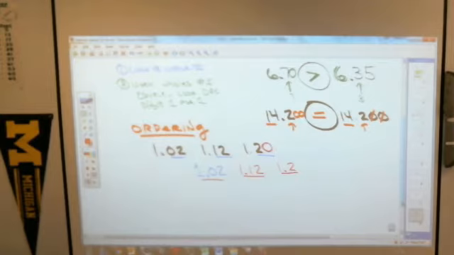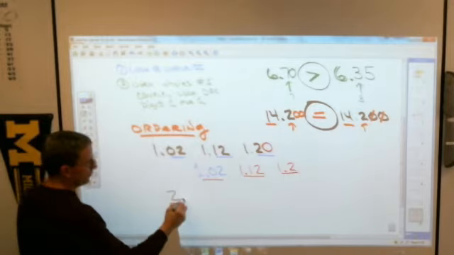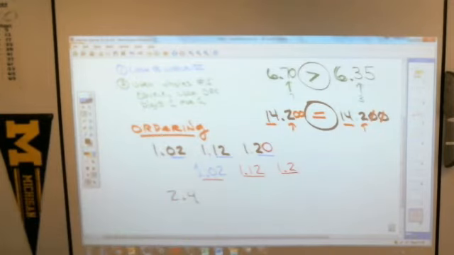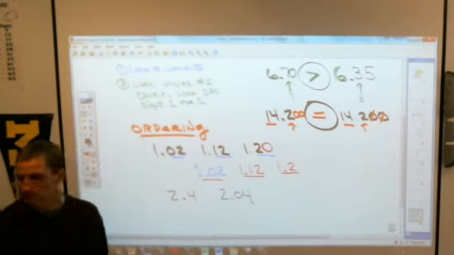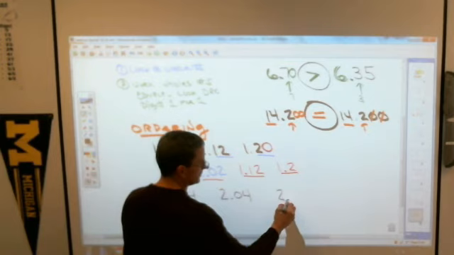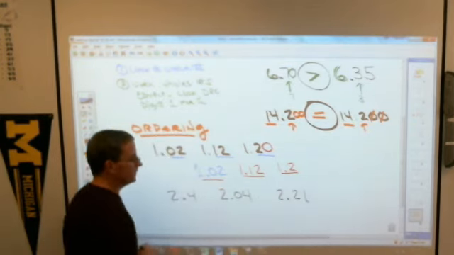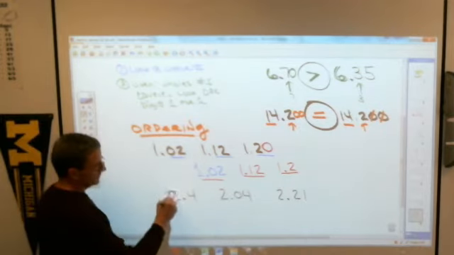Let me try a harder one. All right, you about ready? A real stumper, I like to call it. 2.4, 2.04, and 2.21. I will give you 16.5 seconds to put those in order from least to greatest for me.